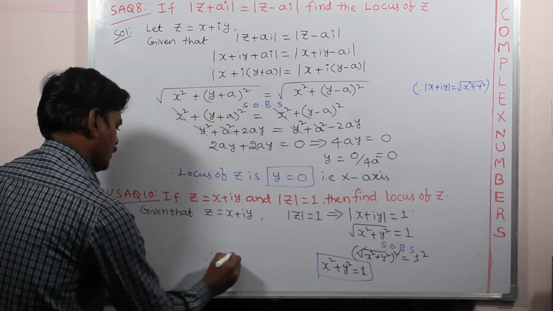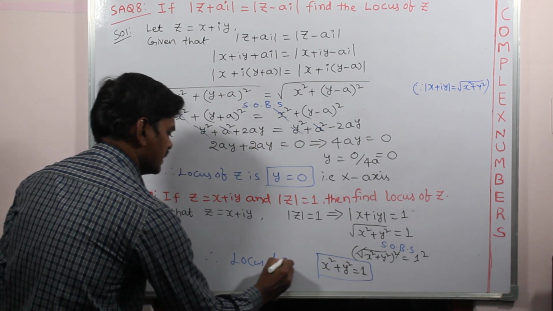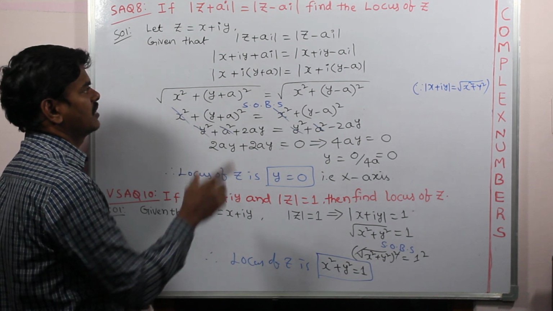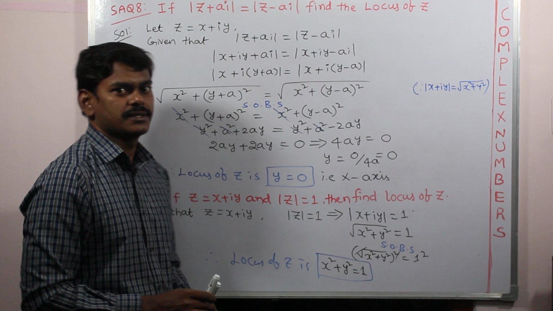So the locus of z is x squared + y squared = 1. Very easy problem. Locus problems are very important, so do practice. Okay, thank you.